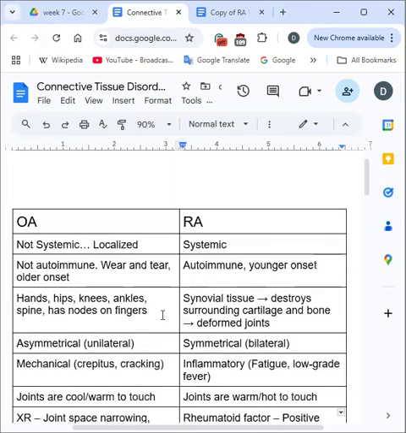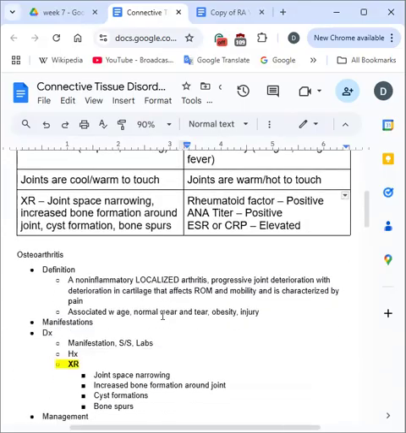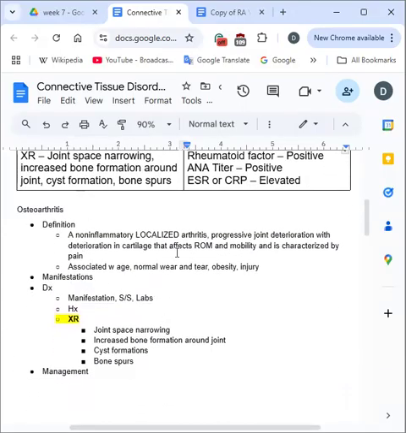Okay, so that's the general overview with the little chart. Here again, just writing it down: osteoarthritis, non-inflammatory, localized arthritis, progressive joint deterioration. It's going to affect your range of motion, mobility, and a lot of the time will come with pain. So again, associated with age, normal wear and tear, obesity, because the extra weight wears down joints, as well as general injury. Someone that might be an athlete, constantly doing exercise, putting stress on their knees, those weight-bearing joints, can lead to osteoarthritis that way.